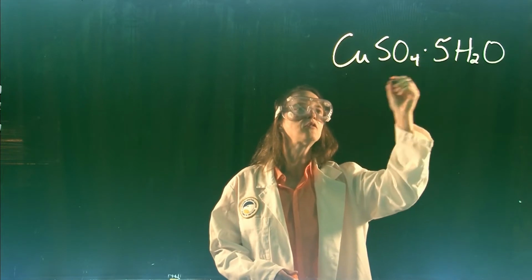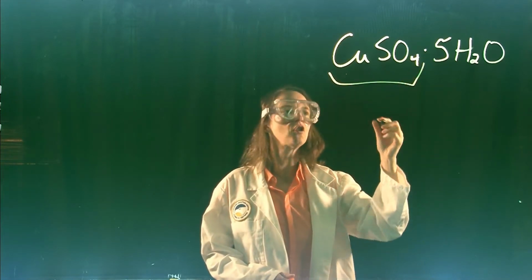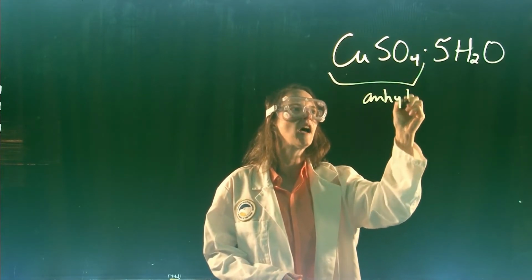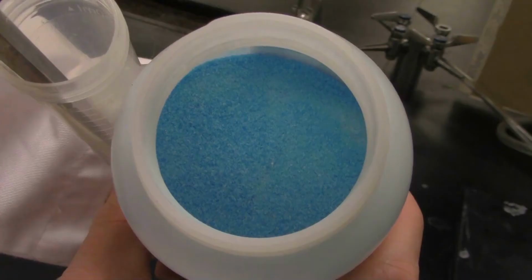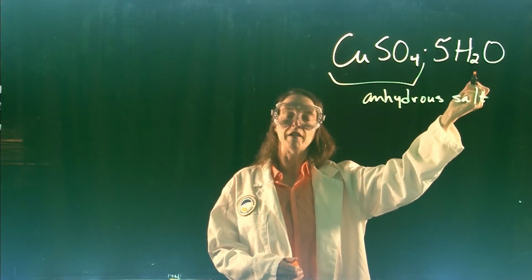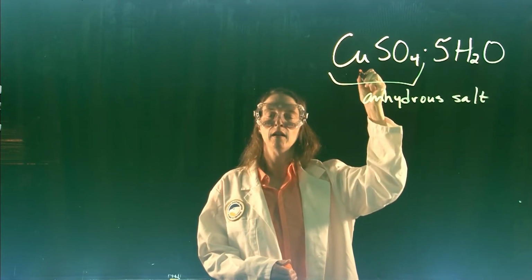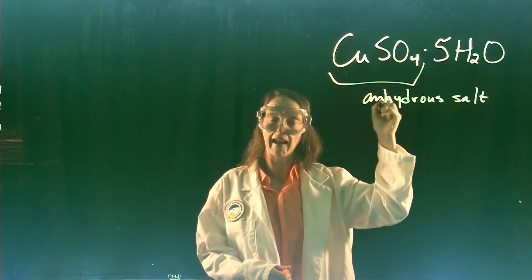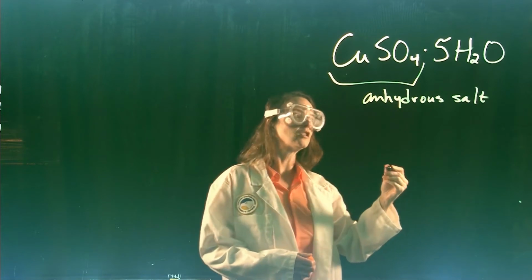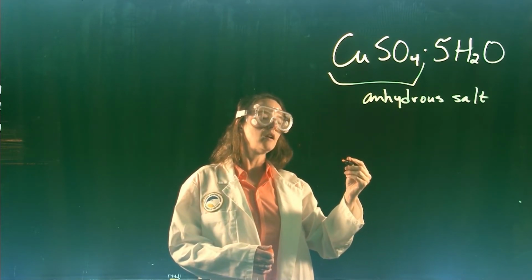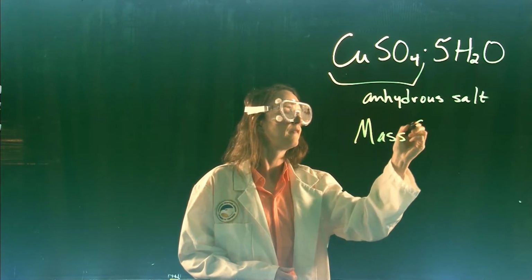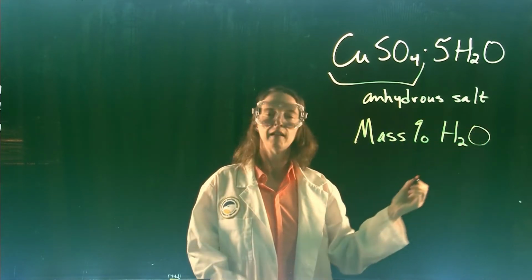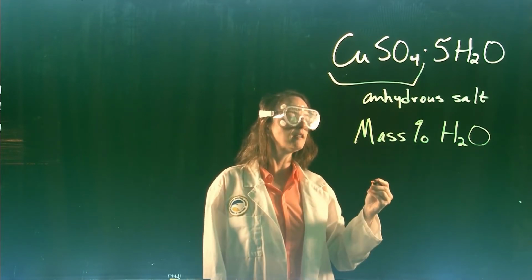The part without the water, the copper 2 sulfate, is referred to as the anhydrous salt, where anhydrous means without water. The 5 represents a ratio of 5 waters to 1 unit of the copper 2 sulfate anhydrous salt. We can look at that ratio to calculate the mass percent of water in the compound, in a hydrate.